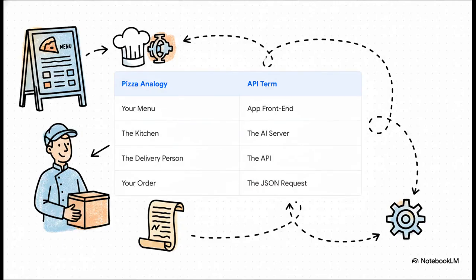So, your app's front end, the buttons and text boxes the user actually sees and clicks on, that's your menu. The huge, powerful AI model working behind the scenes, that's the kitchen. Your specific request, all formatted for the AI to understand, that's your order. And the API? Well, the API is the delivery person. It's the one who takes your order to the kitchen and brings back that delicious, finished product right to your app.